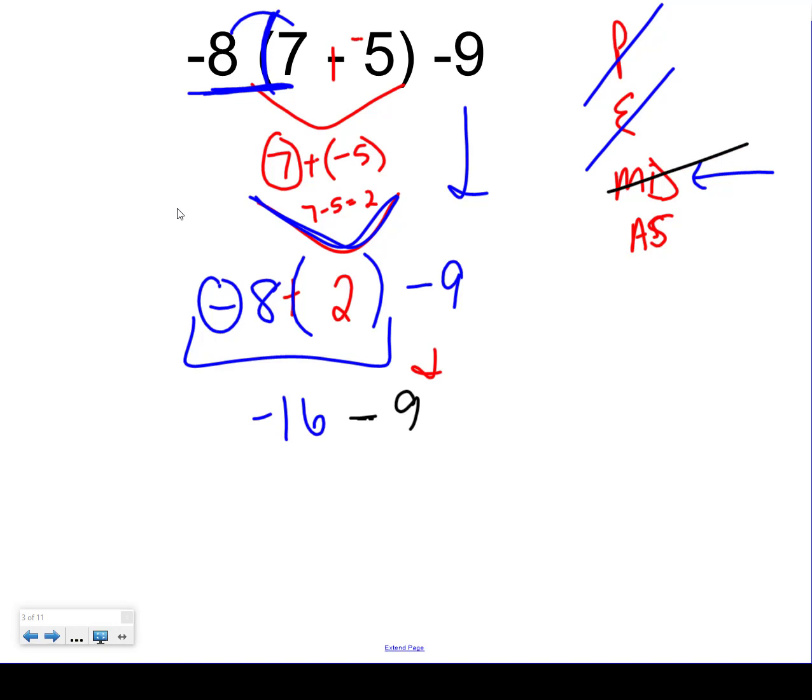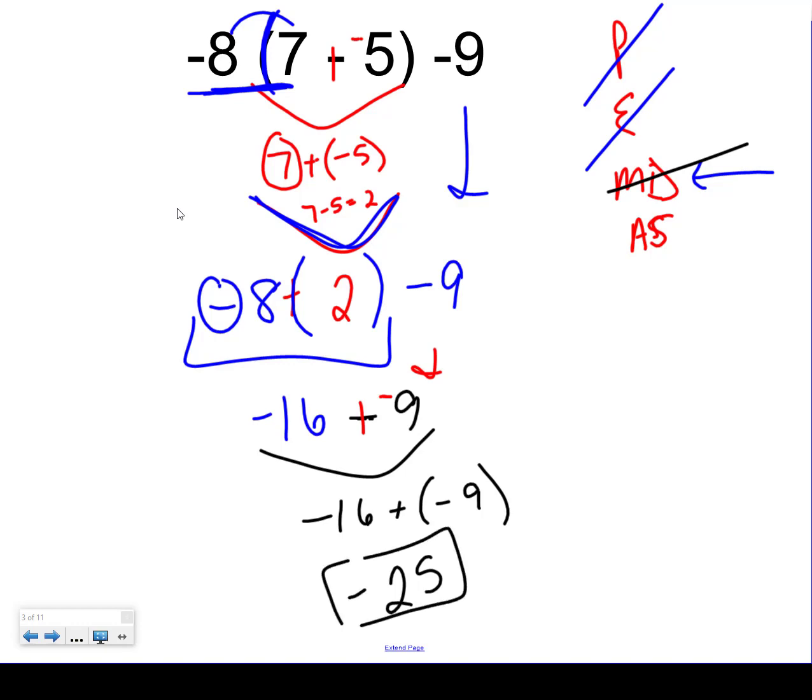There really is no add, but if you follow the rules for subtraction, it changes subtract to add and changes the sign of the guy that follows. So my problem is negative 16 plus a negative 9. The signs are the same, so I will add and keep the sign. Negative 16 and 9 give me 25, and keep the sign is negative, so my final answer is negative 25.